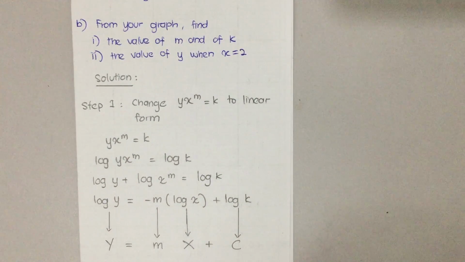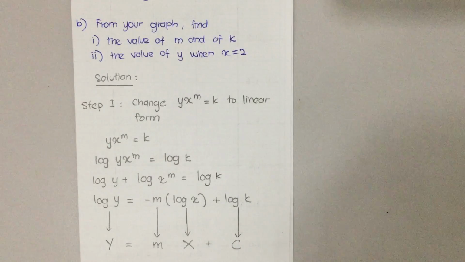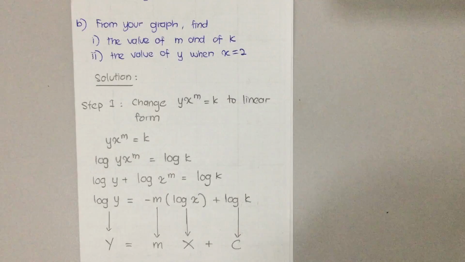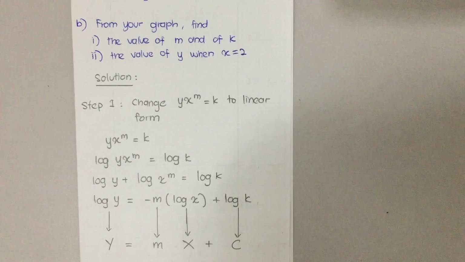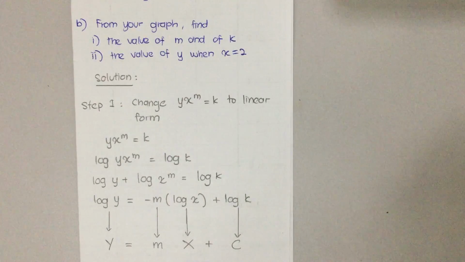In this straight line equation form, your log y will be treated as the y-axis. Your negative m will be treated as the gradient of the graph. Log x will be treated as your x-axis. And log k will be treated as your y-intercept. Alright guys, I hope you understand the working that I've shown to you so far. Let us proceed to step 2.